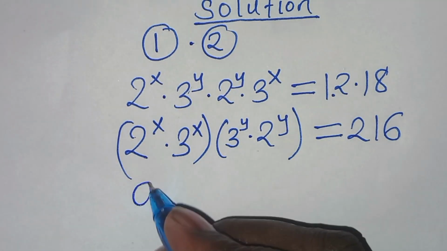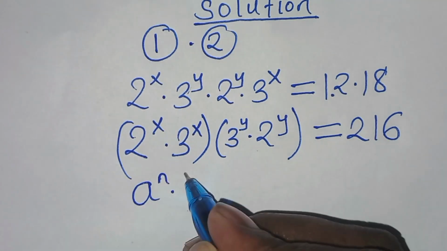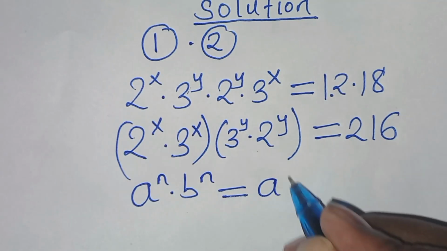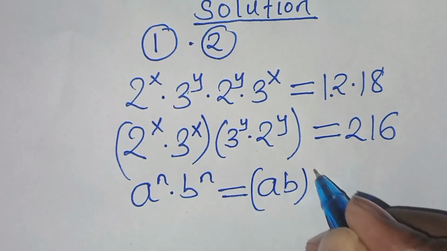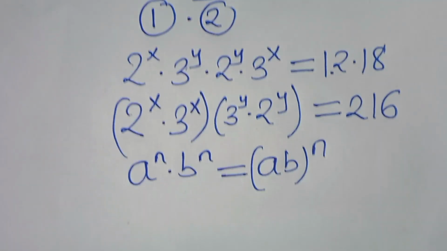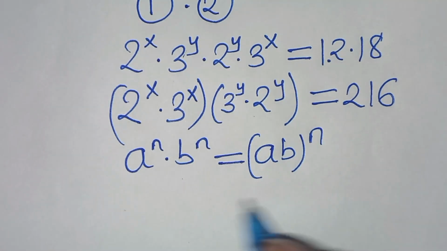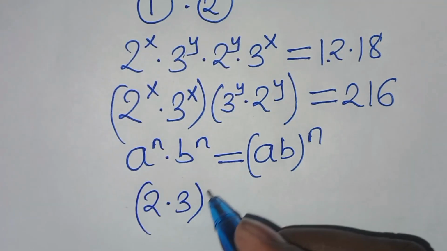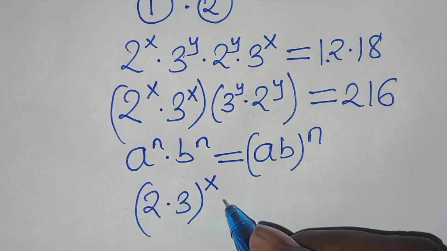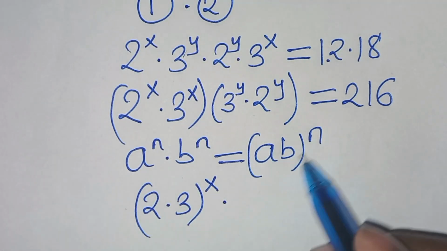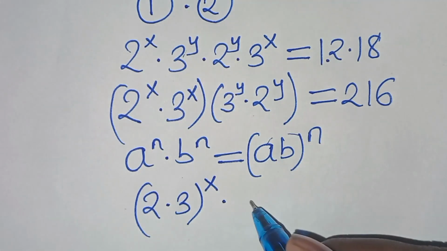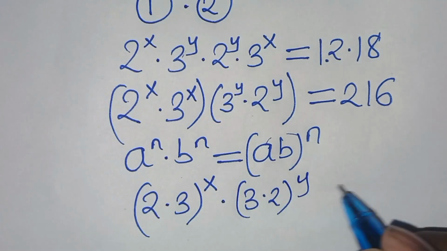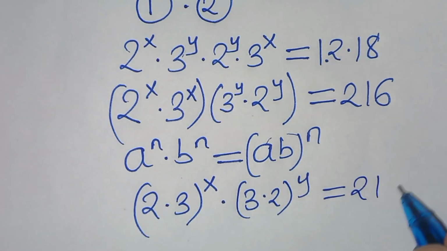The next step is that 2 to power x times 3 to power x. This is in the form of a to power n times b to power n, which we can express as a times b raised to power n. Applying this exponent property, then here we have 2 times 3 raised to power x multiplied by, now applying the same exponent property here, we'll have 3 times 2 raised to power y. This is equal to 216.